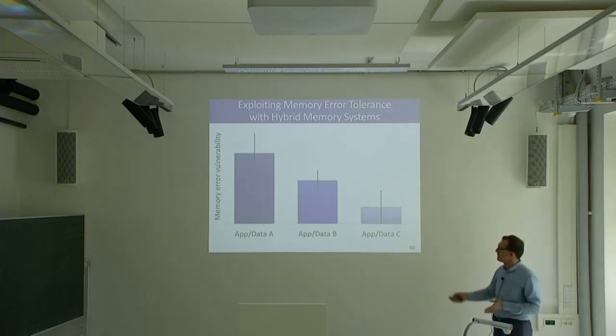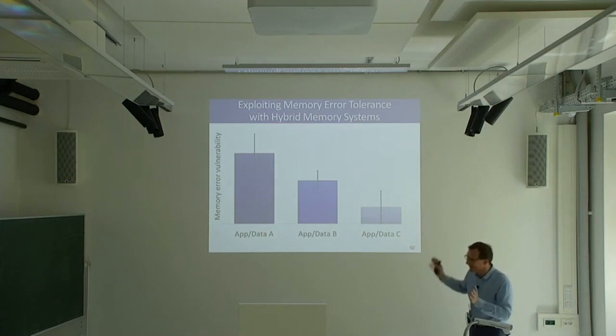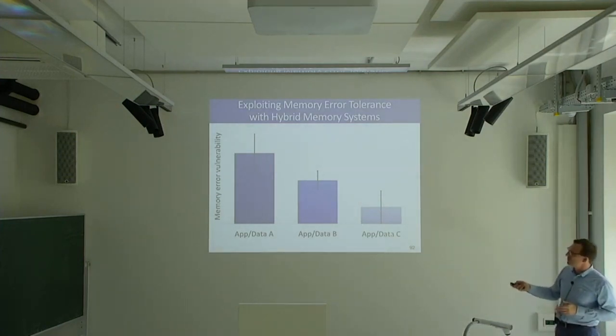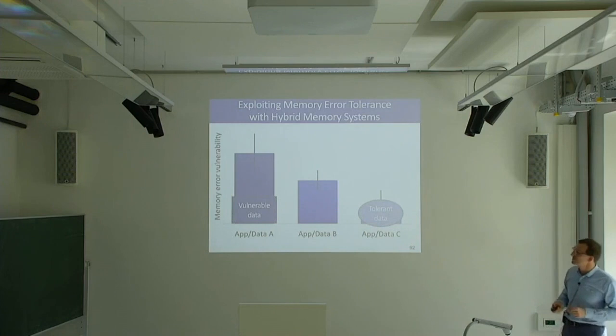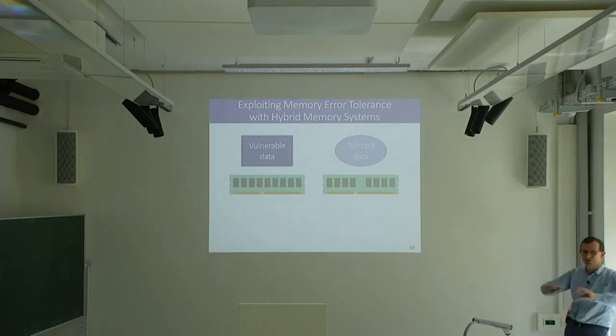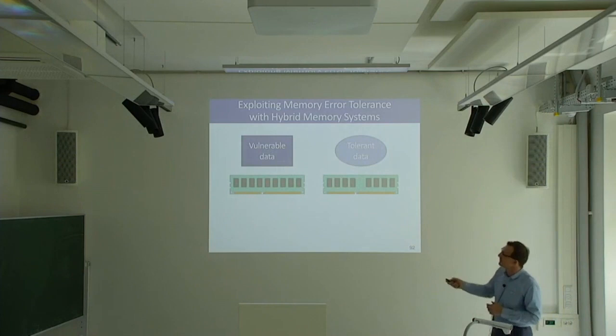Or it could be some pixel. This is a very classic example. It could be some pixel on your screen, maybe it doesn't matter, right? So if you can somehow identify the vulnerability of the data to errors, maybe there's a different way of designing the memory system completely. So you have vulnerable data and tolerant data. This is black and white right now, but you can think of different shades of gray clearly. What are the different levels of vulnerability?